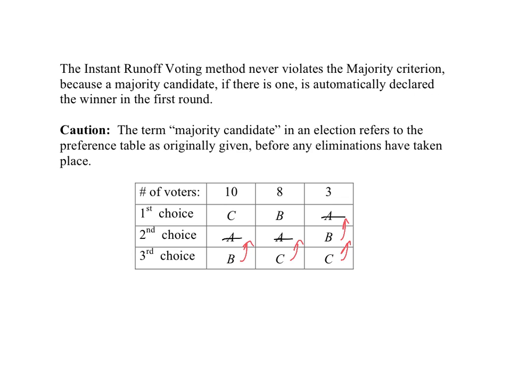Yes, B is the winner, but B is not what we call a majority candidate for the election as originally given. That's a little bit of a subtle point. This election does not have a majority candidate. Having a majority candidate is something that's true about a preference table before you apply any voting methods to it.